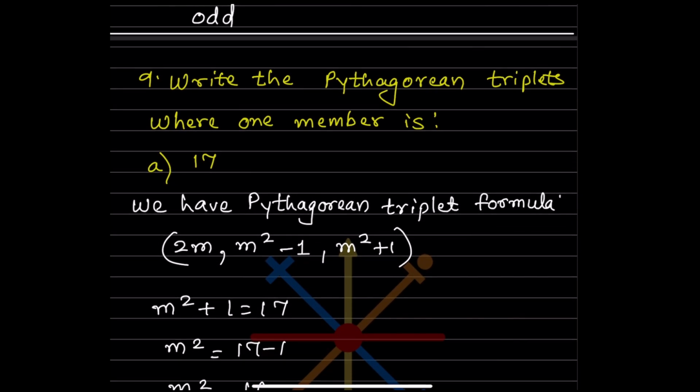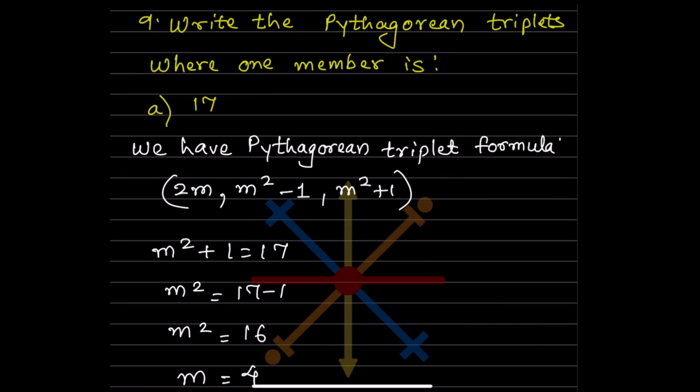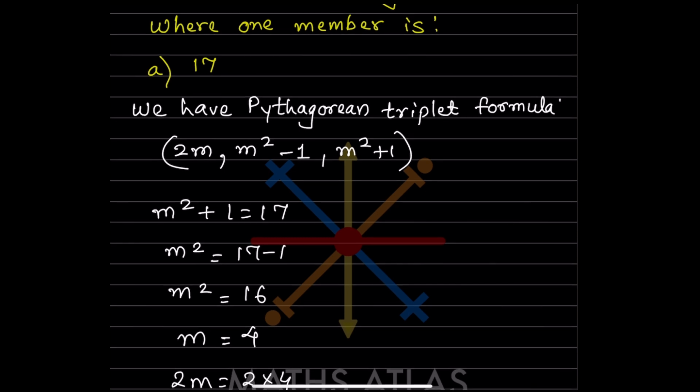Now look at here, write the Pythagorean triplets where one member is 17. So we have the formula for the Pythagorean triplet as this. You have to remember 2m, m square minus 1 and m square plus 1. So we don't know, this is just one member. So out of this, which one is 17, we don't know. So how to find out that?